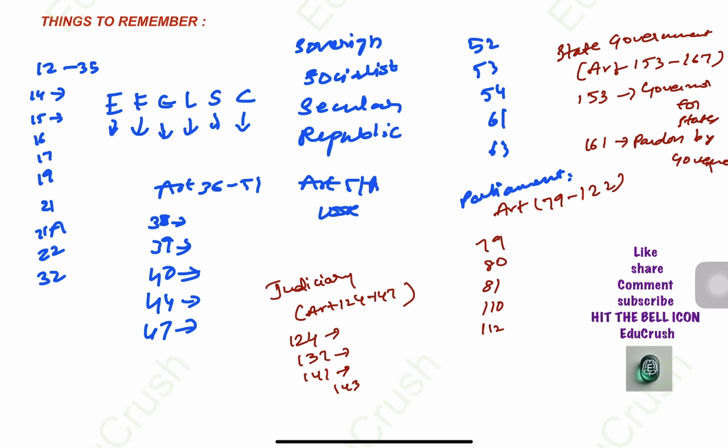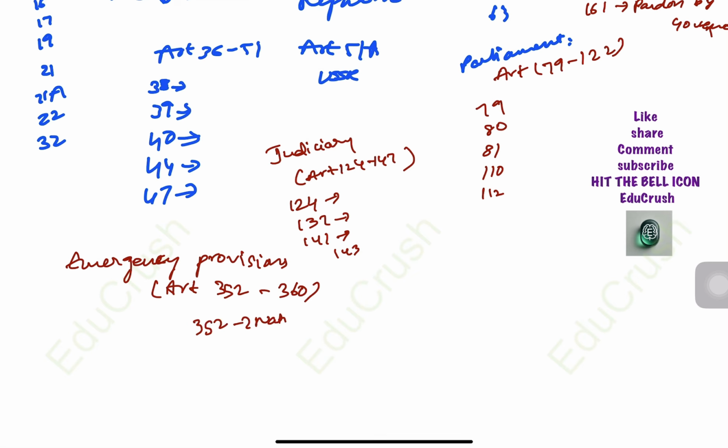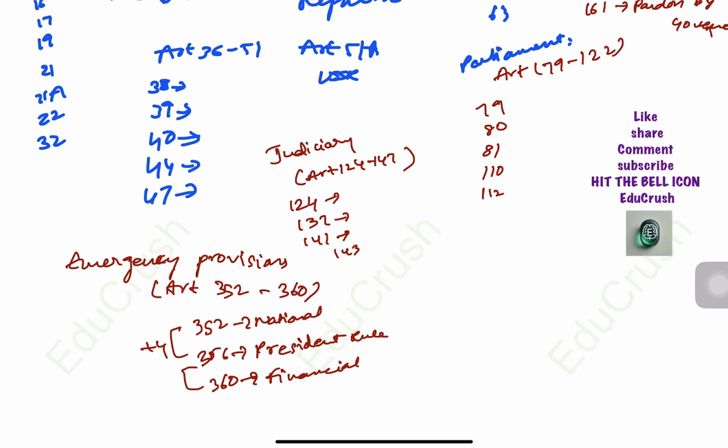Next, emergency provisions are also important. Article 352 to 360. 352, national. 356, president rule. Next, 360, financial. So just add +4 to easily remember.